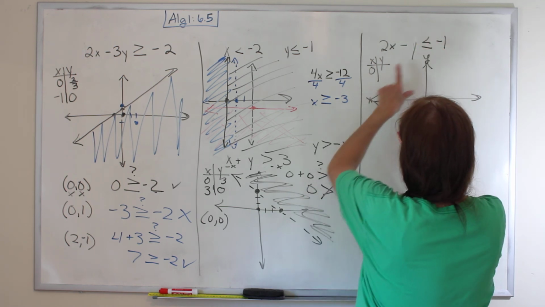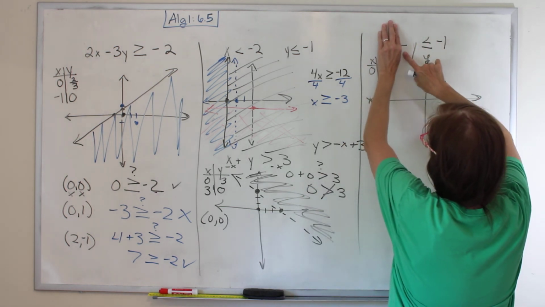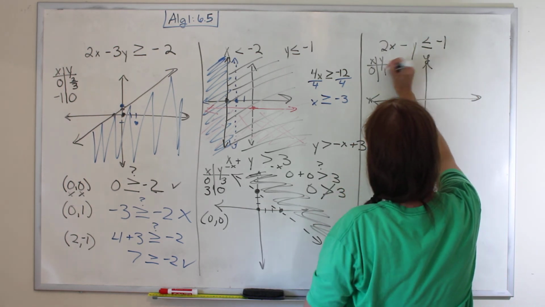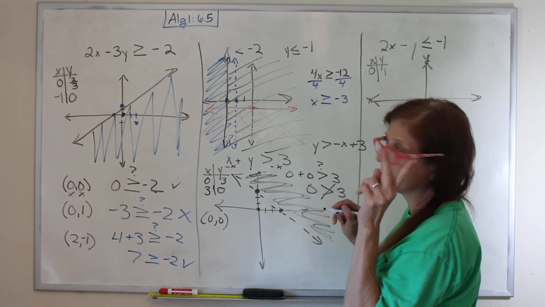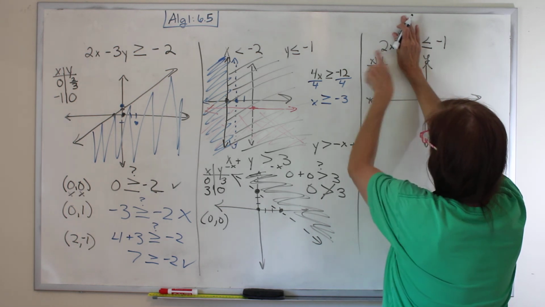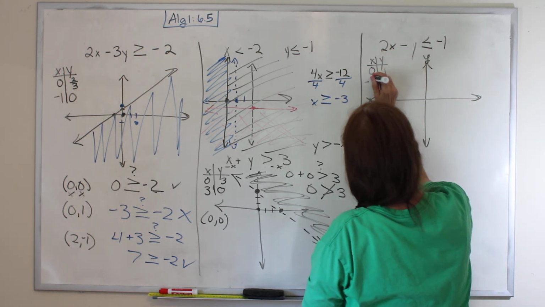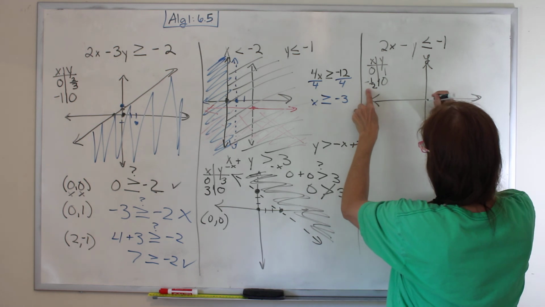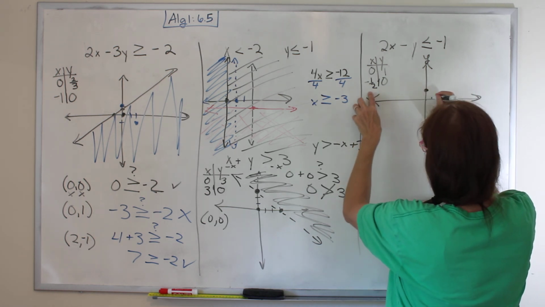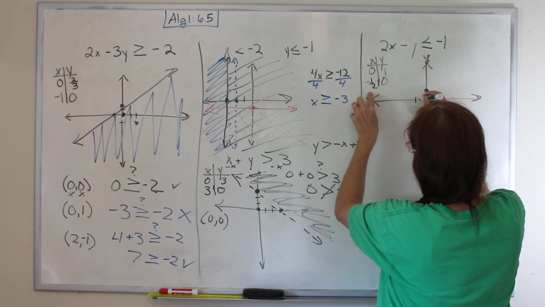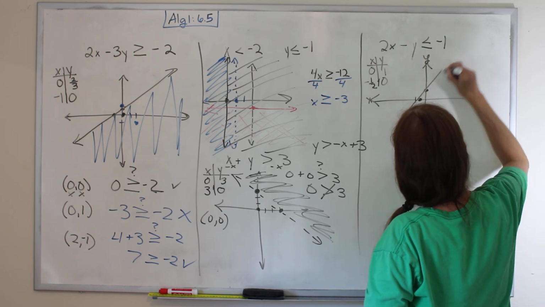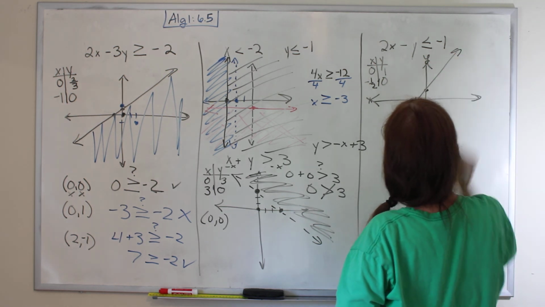All right, if x is 0, y is negative 1. Gotta divide both sides by negative 1. 2 negatives 1 equals a positive 1, because 2 negatives cancel out. And if y is 0, then x, divide both sides by 2, is negative 1/2. So if x is 0, y is 1, put a dot. If x is negative 1/2, y is 0, put a dot. Your line needs to be solid because of the or equal to.